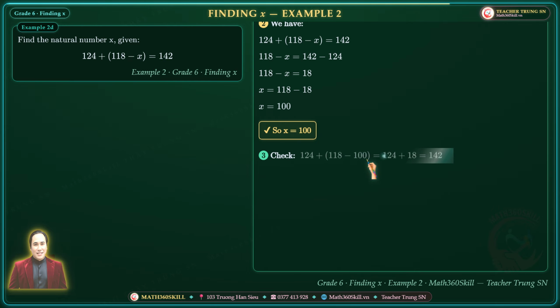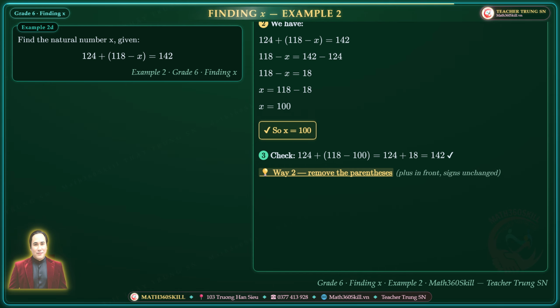Check: 118 minus 100 is 18. And 124 plus 18 is 142. Correct. Way 2, remove the parentheses. This time there is a plus sign in front, so the signs inside do not change. 124 plus 118 minus x equals 142. 124 plus 118 is 242. So 242 minus x equals 142. So x equals 242 minus 142. And x equals 100. The same answer.